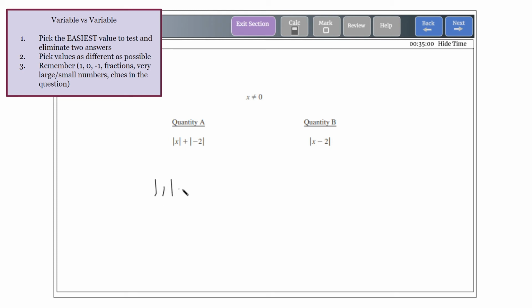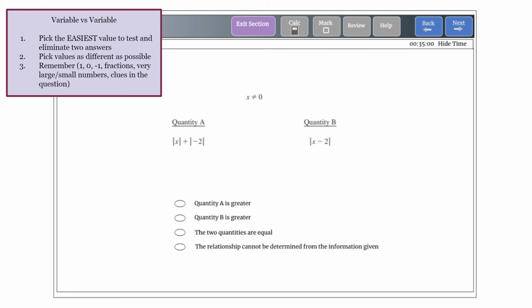So in this case, we have the absolute value of 1 plus the absolute value of negative 2, which is going to be just 1 plus 2, which is just 3. And then over here we have the absolute value of 1 minus 2, which is the absolute value of negative 1, which ends up just being positive 1. And so we find a relationship where A is greater than B.